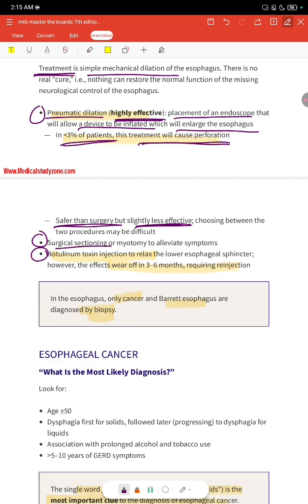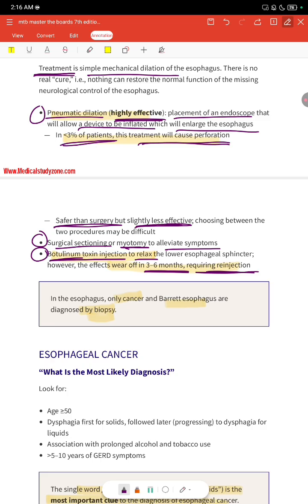Second option is surgical sectioning or myotomy to alleviate symptoms. Third one is botulinum toxin injection to relax the lower esophageal sphincter. However, the effects wear off in 3 to 6 months, requiring re-injection. So you have to re-inject the botulinum toxin every 3 to 6 months. The moment the effects of the injection wear off, you have to do it again. So it requires re-injection.